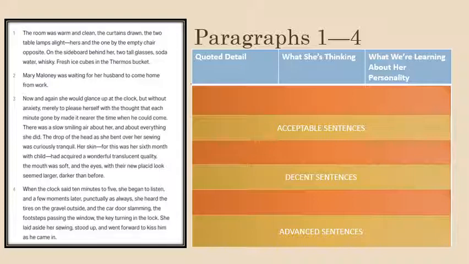Now and again she would glance up at the clock, but without anxiety, merely to please herself with the thought that each minute gone by made it nearer to the time when he could come. There was a slow, smiling air about her, and about everything she did. The drop of the head as she bent over her sewing was curiously tranquil. Her skin, for this was her 6th month with child, had acquired a wonderful translucent quality. The mouth was soft, and the eyes, with their new placid look, seemed larger, darker than before.